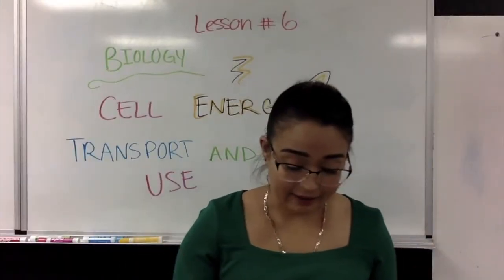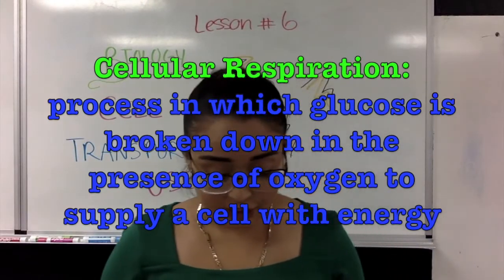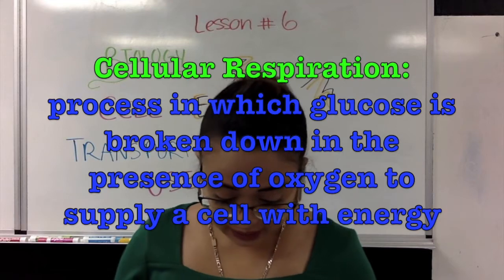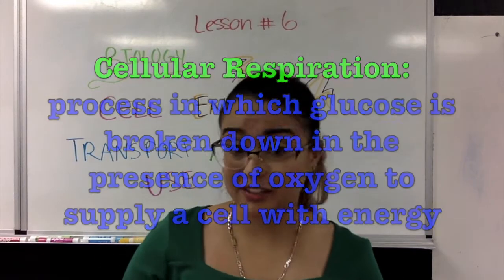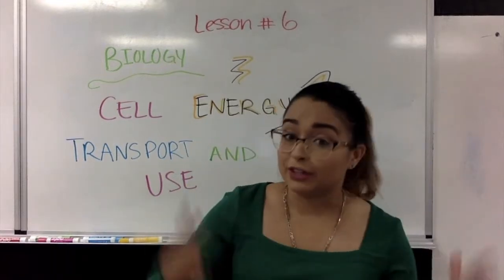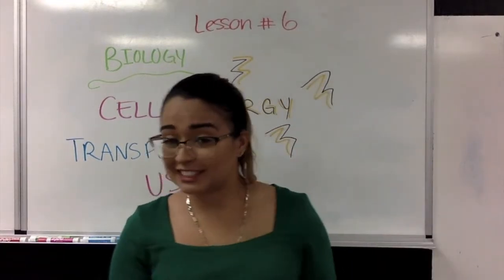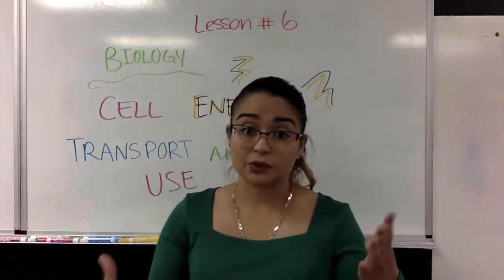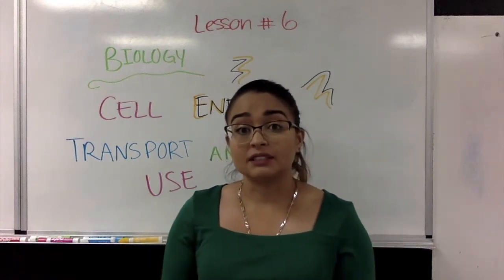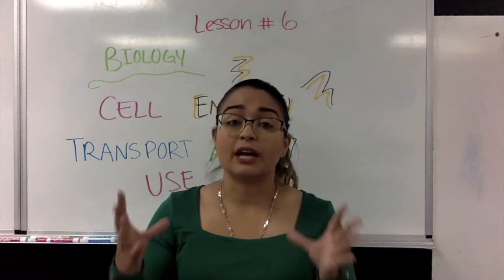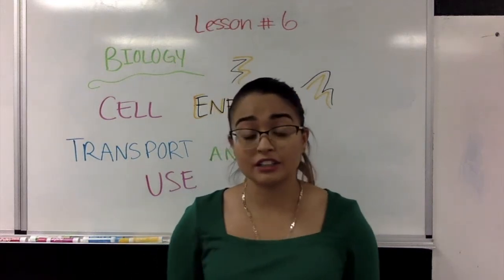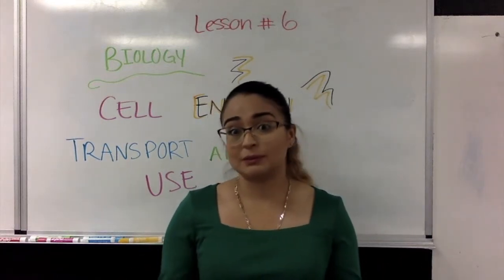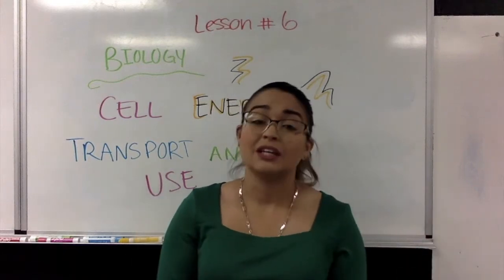Next up, we have cell respiration. Cell respiration is a process in which glucose is broken down in the presence of oxygen to supply a cell with energy. If you did not know this, you should have, because I've mentioned it before. Glucose is a sugar. Sugar is broken down in the presence of oxygen. So some cells have oxygen, and in the presence of this, the glucose sugar is broken down and it is converted into energy for the cell. So how did the cell get energy to do everything in the first place? Through sugar or glucose.